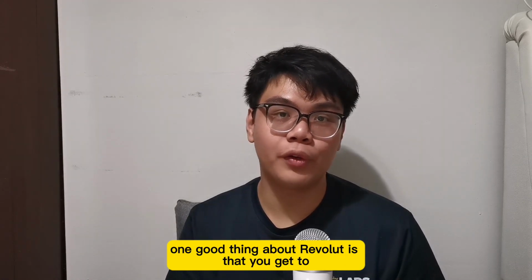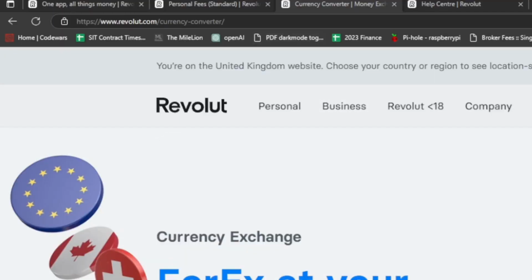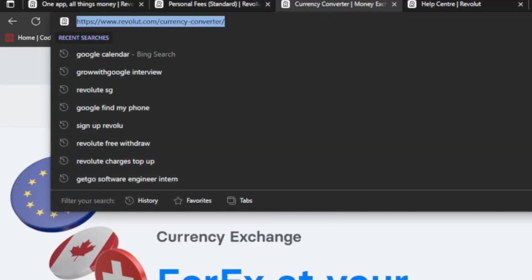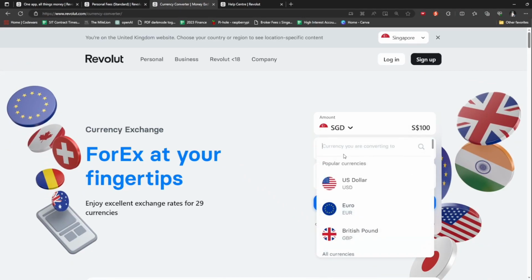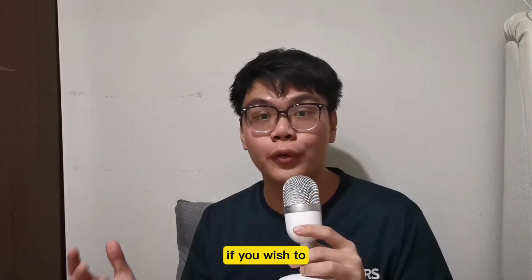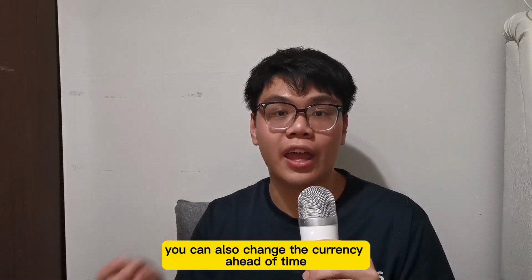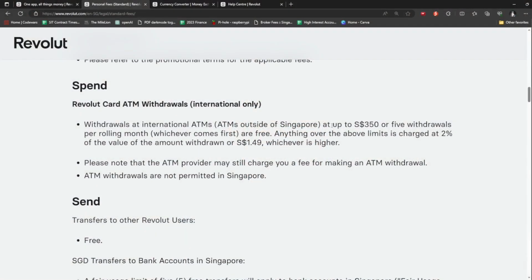One good thing about Revolut is that you get to see their live exchange rate on their website. To get started, just go over to revolut.com/currency converter, key in the amount that you wish to exchange for and the currency you want to exchange to. It will then tell you the current rate that you'll be getting and if there are any additional fees that you have to pay. If you wish to, you can also change the currency ahead of time to store it into your account.